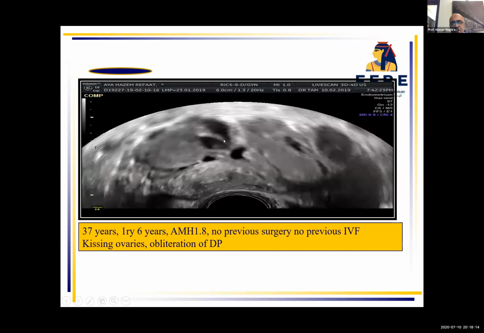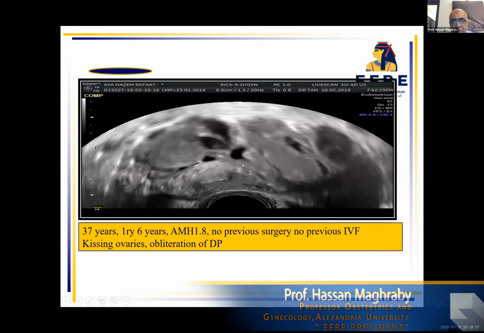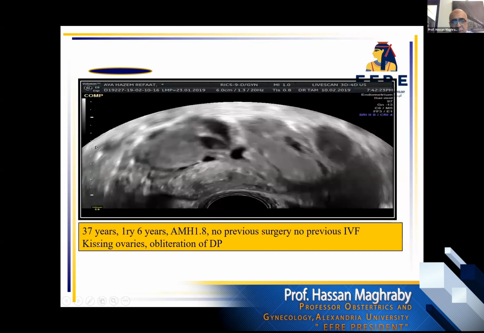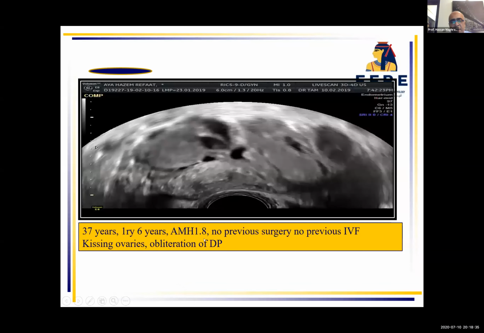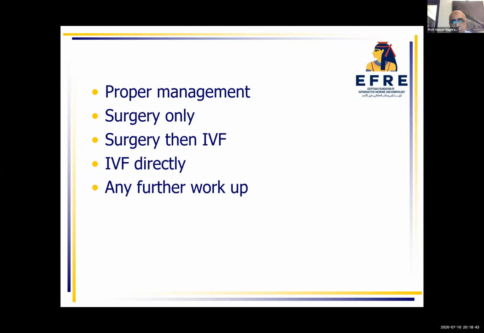I have this case, and I'm sorry, it seems that the video is not working, but it is a case of bilateral chocolate cyst, obliteration of Douglas pouch, and sliding test is negative, and the patient is 37 years, primary infertility 6 years, AMH is 1.8, and no previous surgery and no previous IVF, kissing ovaries, and obliteration of Douglas pouch. So should we do surgery? Should we do surgery then IVF? Should we do IVF directly or any further workup?